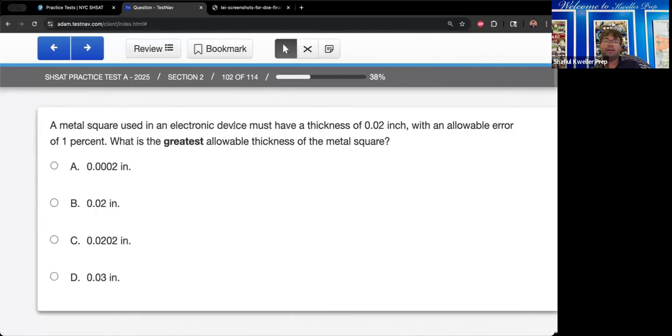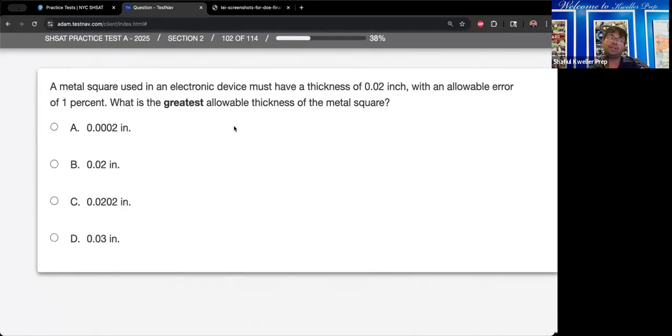So yeah, a metal square is used in an electronic device. It has a thickness of 0.02 inches, allowable error of 1%. What is the greatest allowable thickness of the metal square? So an error of 1%, that means 0.02 times 1% is going to be 0.0002. And what's the greatest allowable thickness? If you have an allowable error of 1%, you just do 0.02 plus this error. And this should be 0.0202. So the answer should be C.